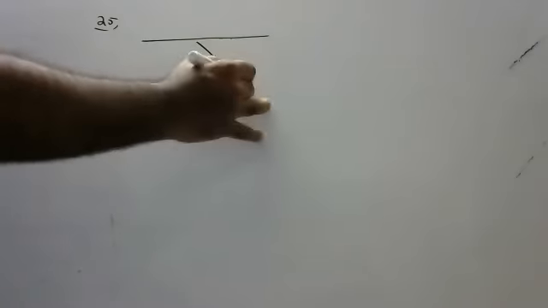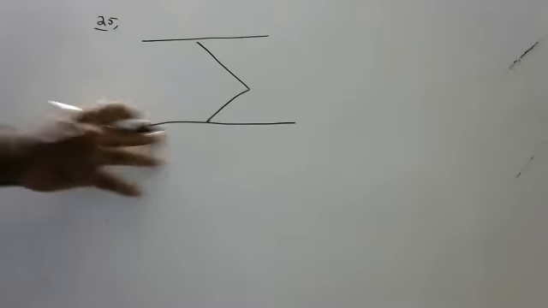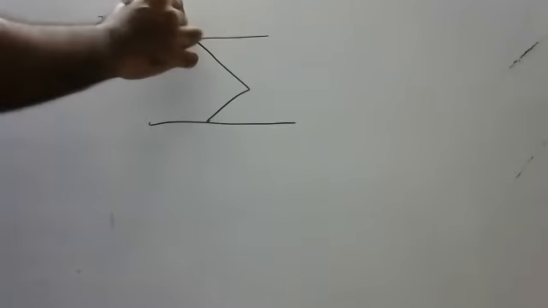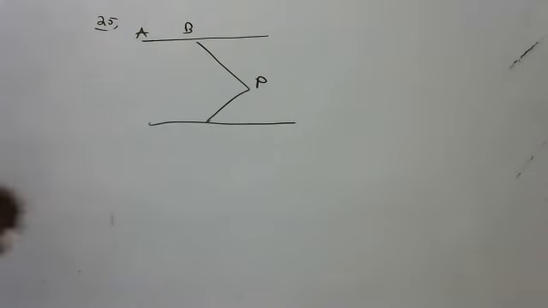Okay, so the next sum, the 25th sum. Please concentrate here, children. See here, it is the same figure. A, B, P, and C, D. It is asking you to prove that angle ABP plus angle BPD plus angle CDP is equal to 360 degrees.